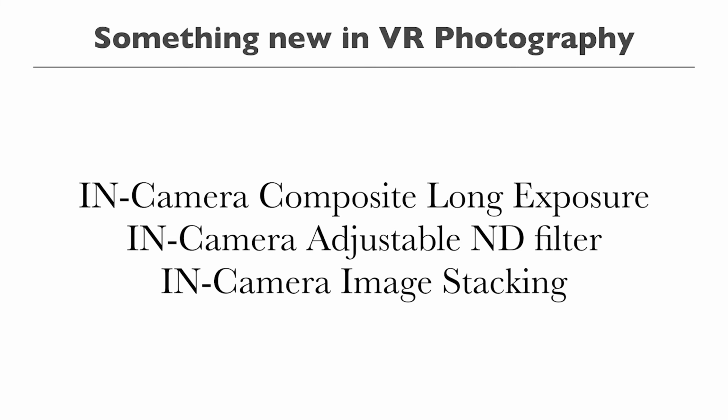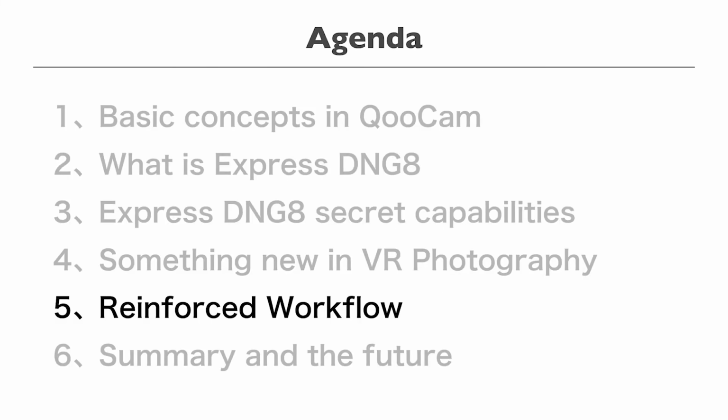Sometimes we have an in-camera adjustable ND filter, because in some other areas we can composite a longer exposure, but without overexposure, right? So this means we have an equivalent adjustable ND filter inside the camera digitally, and this is in-camera image stacking inside the camera. That is a very good technology for photographers.